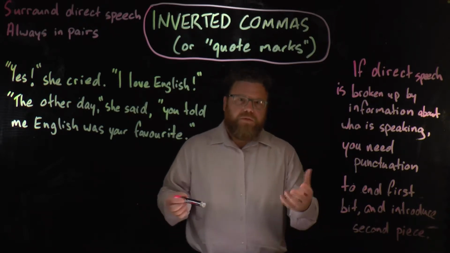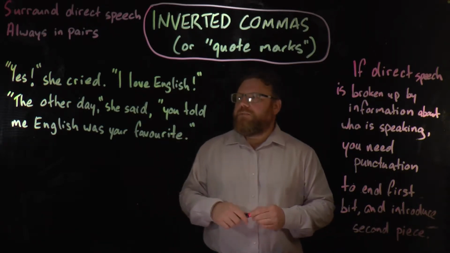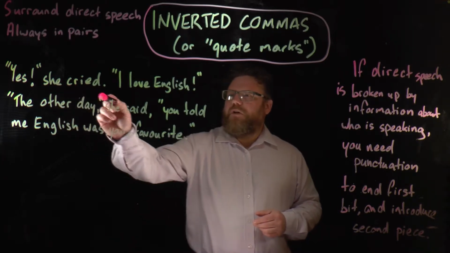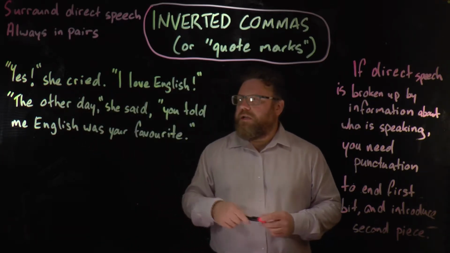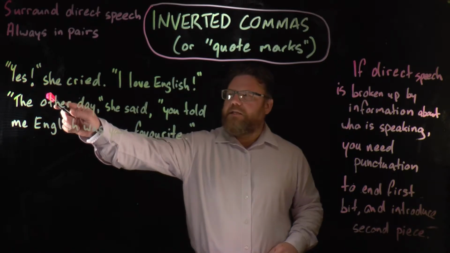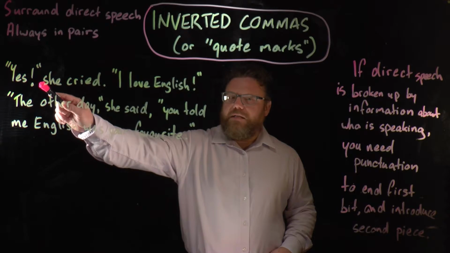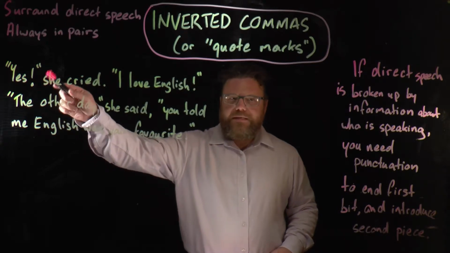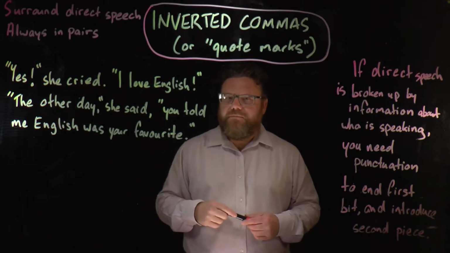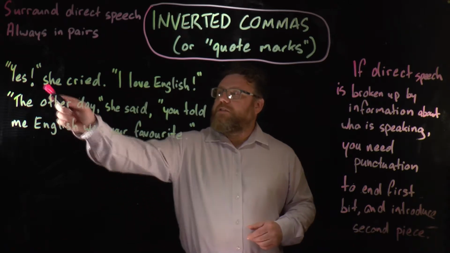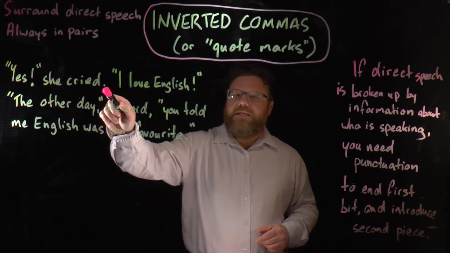So the rule's pretty much the same. Here's how it works. "Yes!" she cried. "I love English!" So here we've got an exclamation, "yes", and so the exclamation mark is part of the quoted material and goes inside the quote marks, and it does the same job as the comma would have if it wasn't an exclamation. So "yes," she cried. There's the end of our sentence.